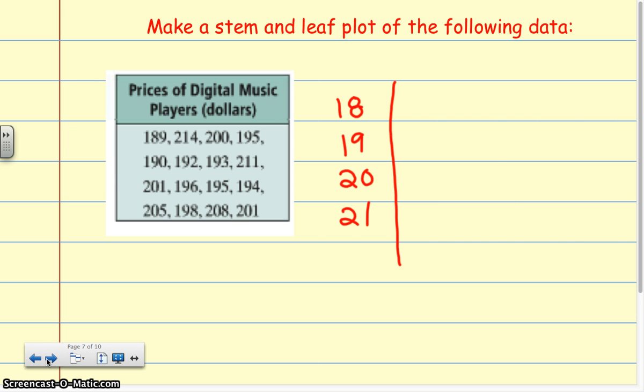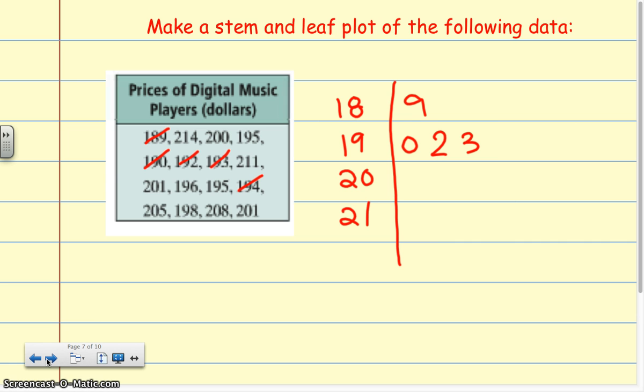So it looks like my smallest value is the 189. Then I'm looking for 190s. Looks like I have a 190, so I would just write a 0. Looks like I have a 192. I don't see a 191, but I'm not going to spend too much time looking for that because I can always erase. A 193.